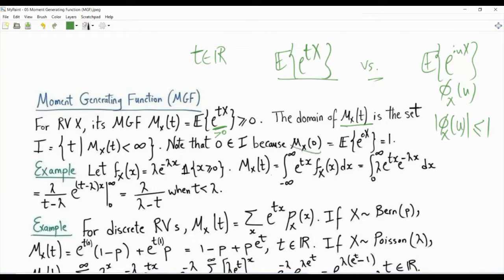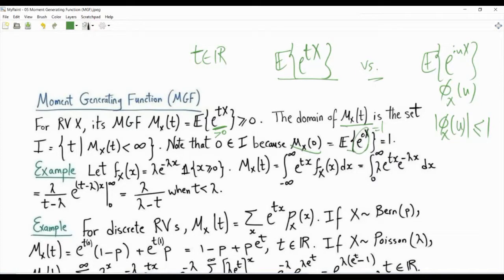Because what is m of x of 0? It is the expectation of e to the 0x, and this thing is equal to 1. E to the 0 is 1. The expectation of 1 is 1. So for any random variable out there, the moment generating function at t equals 0 is 1. It does not require any further thinking.